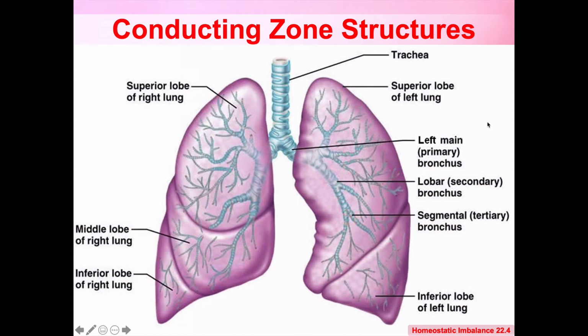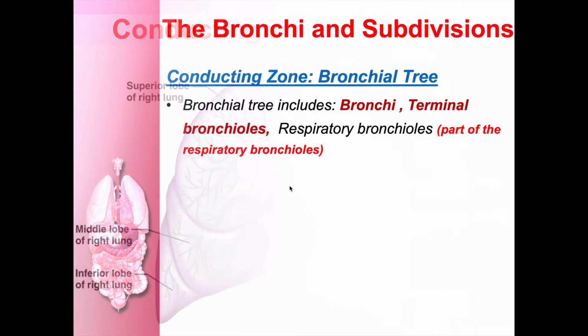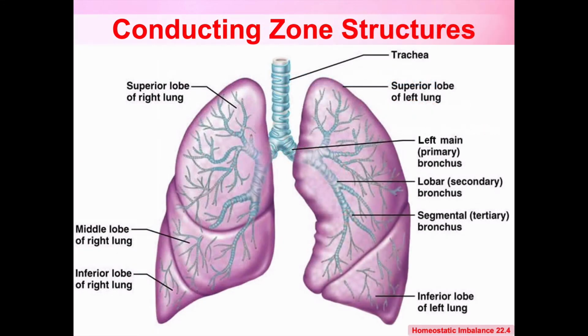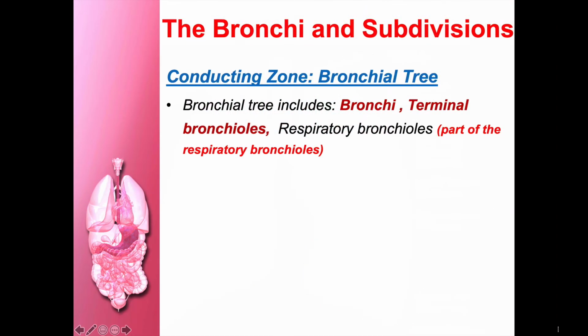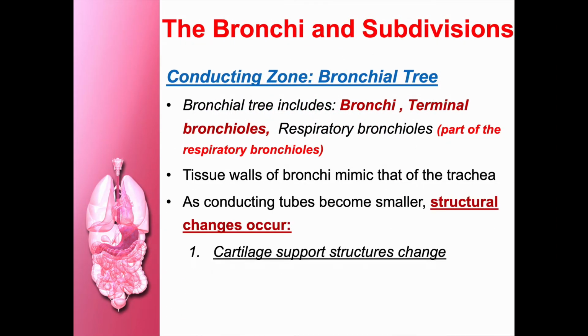So these are all the conducting zones, that is from the nose, trachea, primary, secondary and tertiary bronchus, till the alveolar sac. Now the primary bronchus is the main bronchus, the secondary bronchus is the lobar bronchus, and the tertiary bronchus is called the segmental bronchus. Then the segmental bronchus divides into bronchioles.